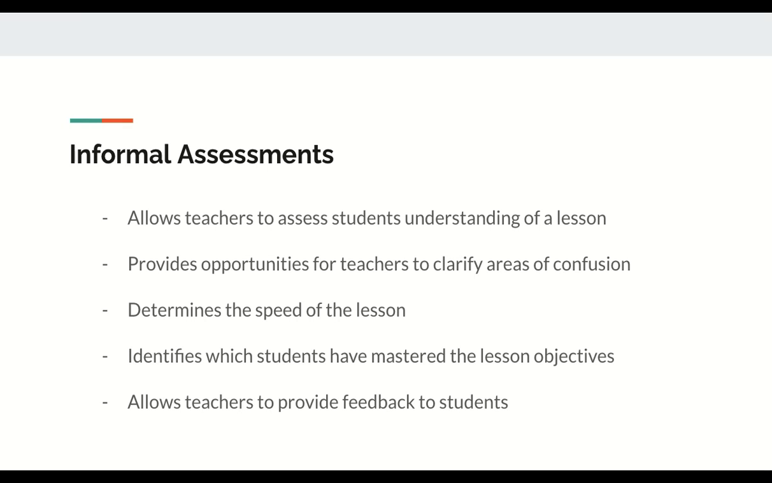It also provides opportunity for teachers to clarify areas of confusion quickly, and frequent informal assessment allows teachers to address those areas of confusion and correct them throughout the lesson. It also determines the speed of a lesson. Whether or not students are understanding can be assessed with informal assessment. And then if you're seeing that students are not understanding, you obviously need to slow down, go back and clarify some areas. It also identifies again which students have mastered the lesson objectives, and which students need more practice in order to do that.